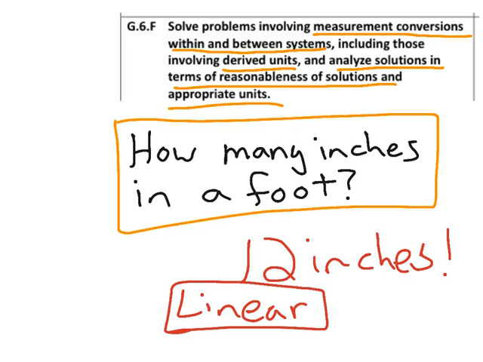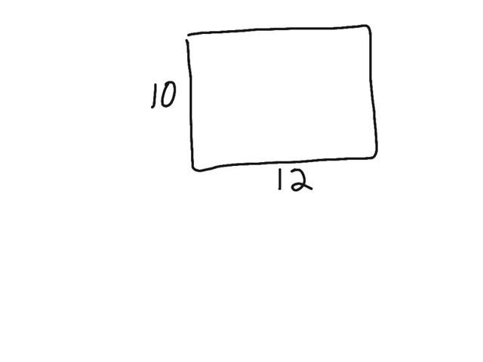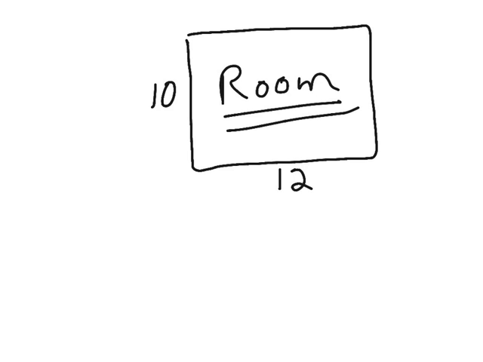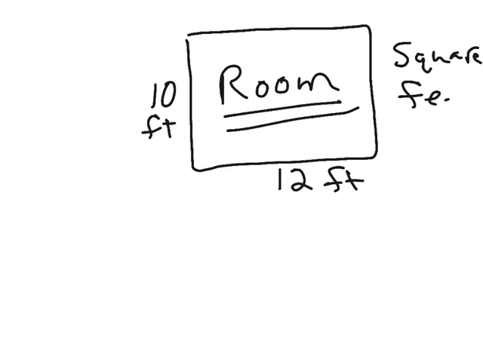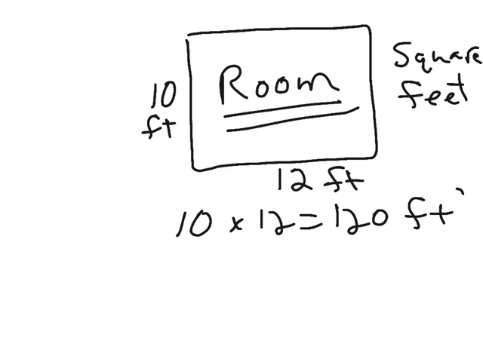Hang on, I'm going to make a drawing. Okay, I have a drawing here. This is someone's bedroom, and they're going to get new carpet. The units that are here are feet. So when you are trying to figure out how much carpet you need to calculate area, which is square feet in this case. And it's not hard. It's 10 times 12 is 120 square feet.